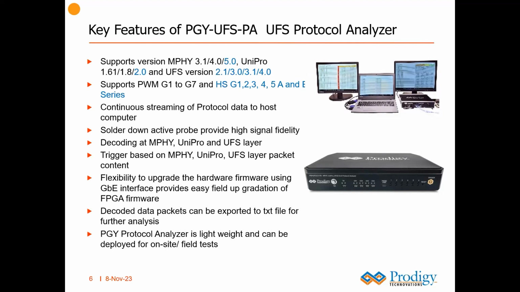Decoding at the M5, UniPro, and UFS layers simultaneously is available. You can do a hardware-based protocol aware trigger based on M5 packet content, UniPro packet content, and UFS layer packet content. We also provide the flexibility to upgrade the hardware with the latest version of the firmware, and you can do a field upgrade of the UFS protocol analyzer to a tester going forward. The decoded data packets can be exported to a TXT or a CSV file format.